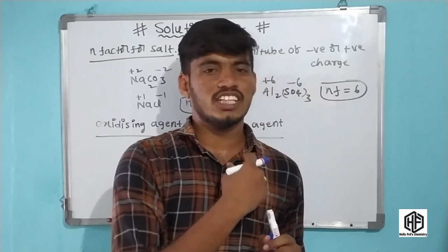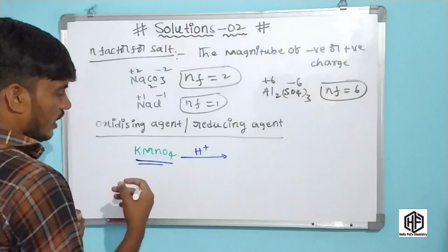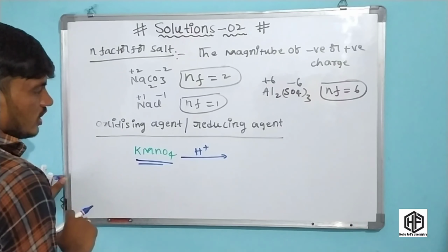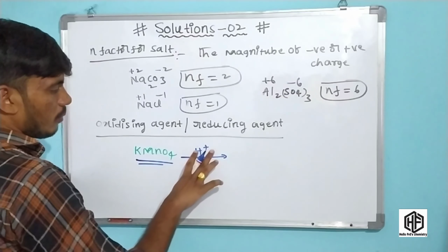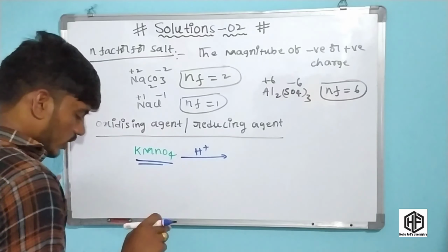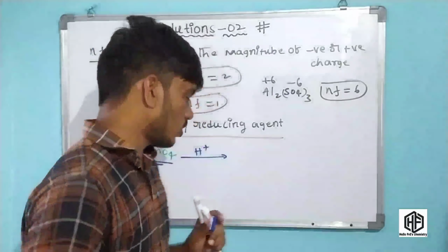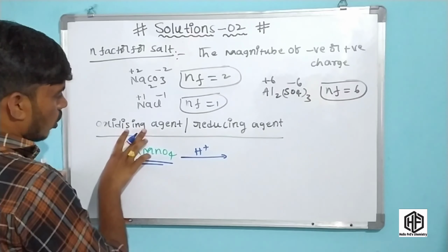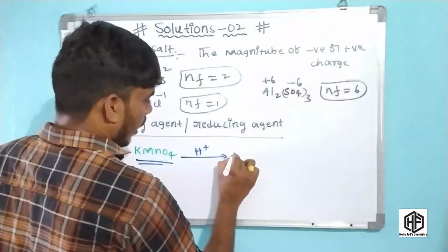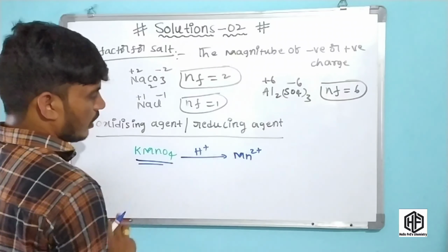Oxidizing agent means reduction of H plus. Reduction means electrons are gained. That is called an oxidizing agent. Now this is KMnO4 in the presence of acidic medium in titration. For example, KMnO4 is titrated with oxalic acid. That's what happened, friends. KMnO4 is a strong oxidizing agent in the presence of H plus. This KMnO4 is converted to Mn2 plus.